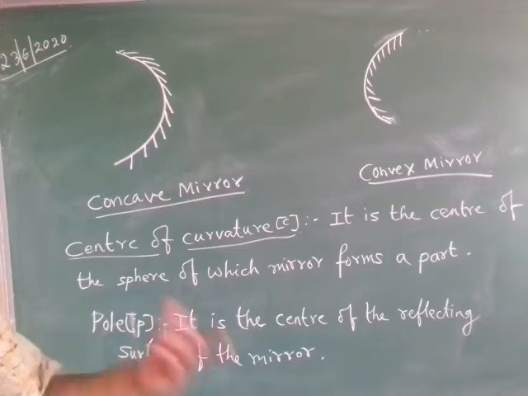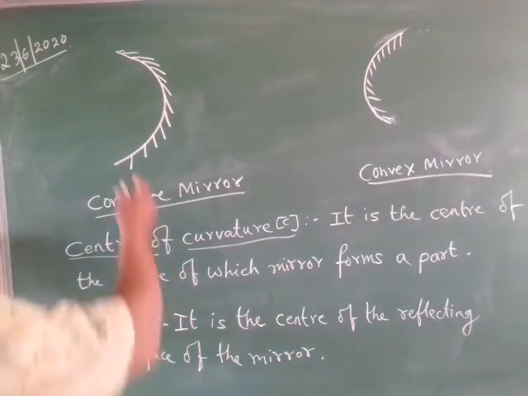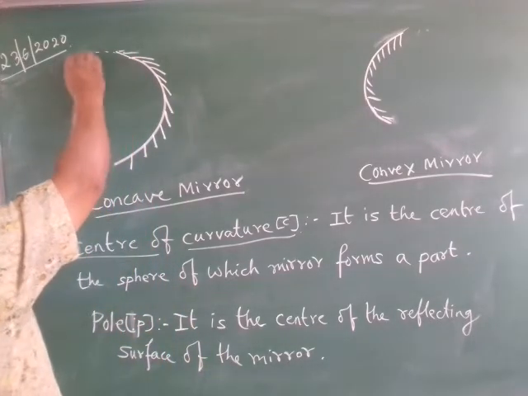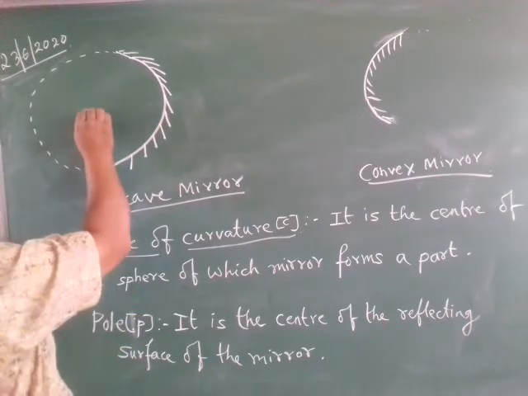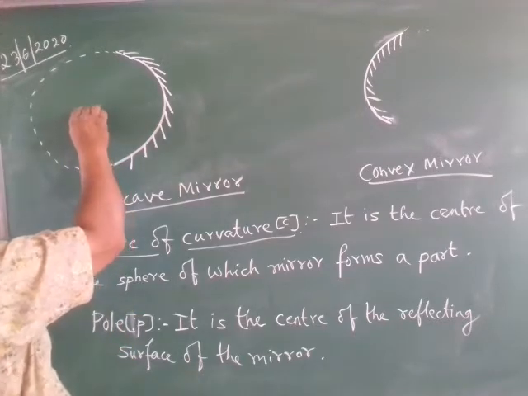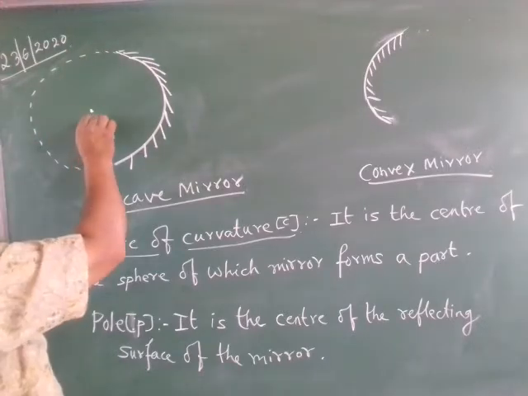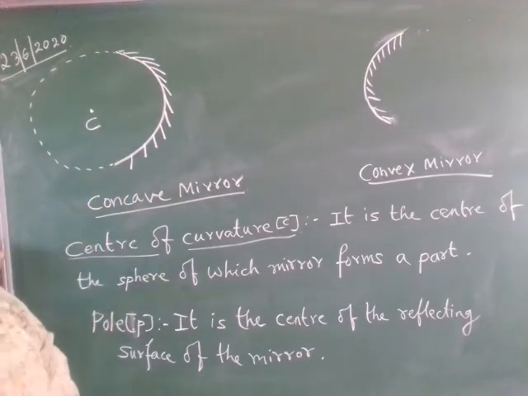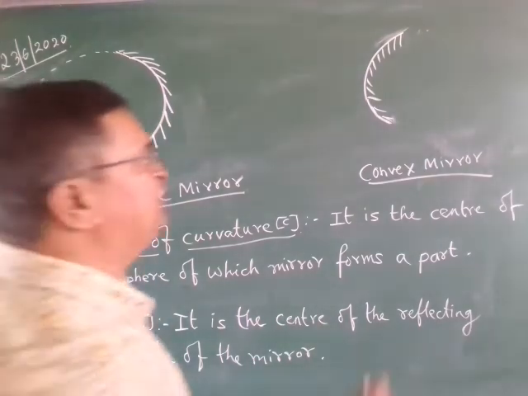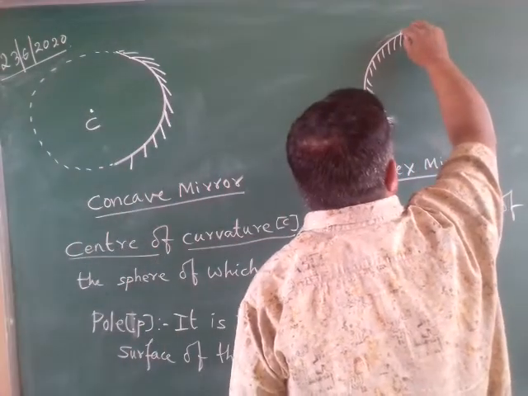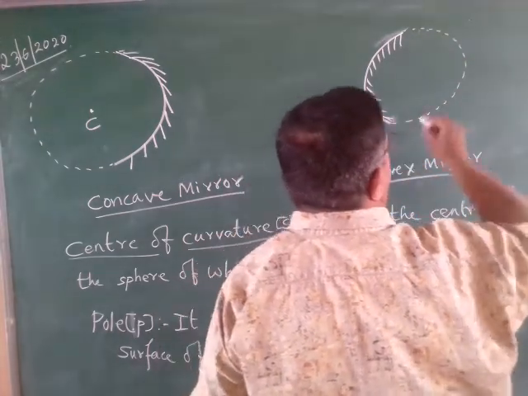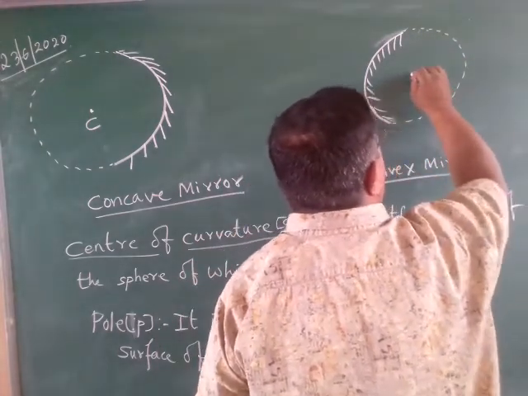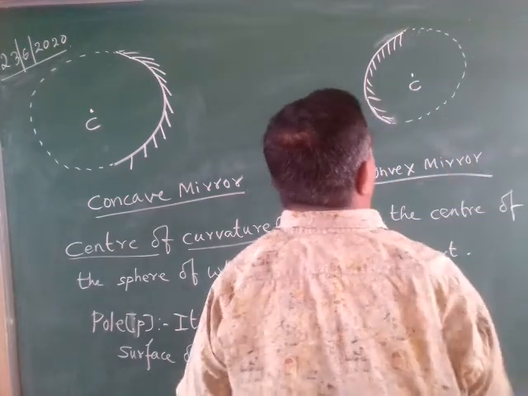Now we will see what it actually means. This mirror forms a part of this imaginary sphere, isn't it? So the center of this imaginary sphere will be here somewhere. This will be the center of curvature for a concave mirror. And now we will see for the convex mirror. This forms a part of this sphere, so its center of curvature will be here, C.